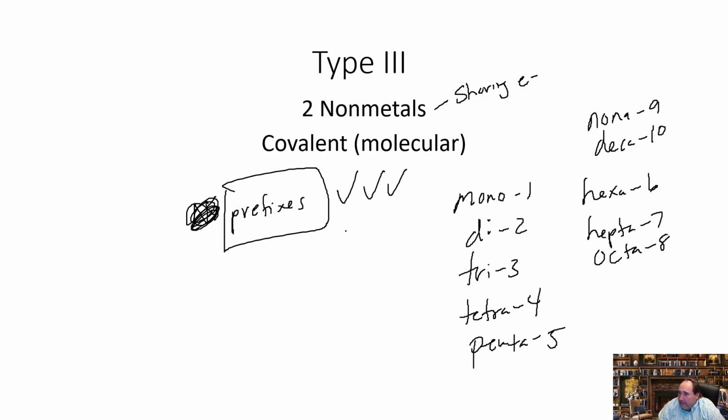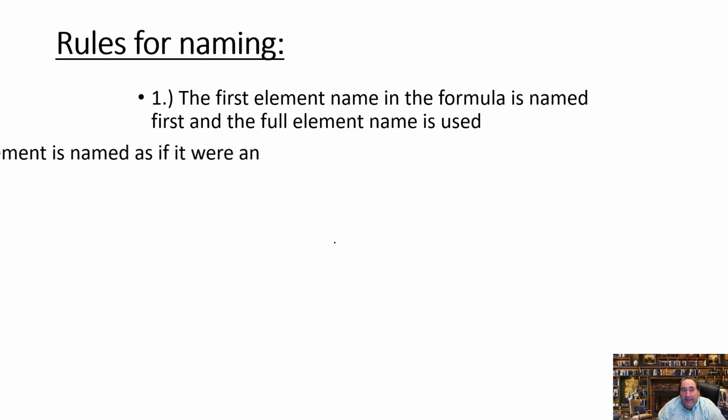The nice thing about this is that they're actually sharing electrons, which means there's no ions. So there's no charges to balance out. There's nothing like that. You essentially just need to use the correct prefix in the correct situation. And other than that, that's all you have to do, basically.